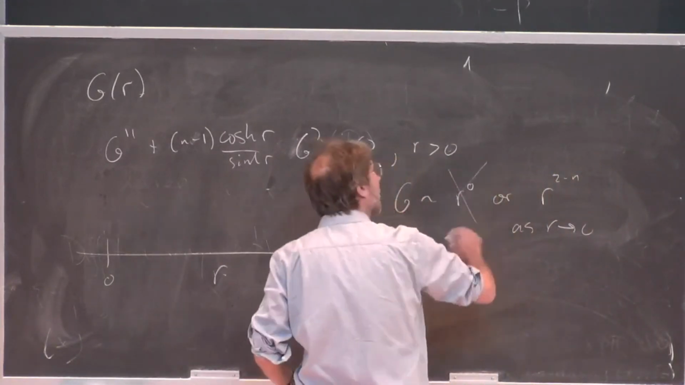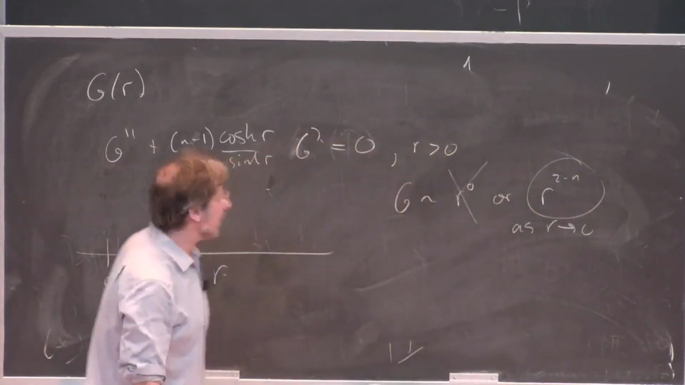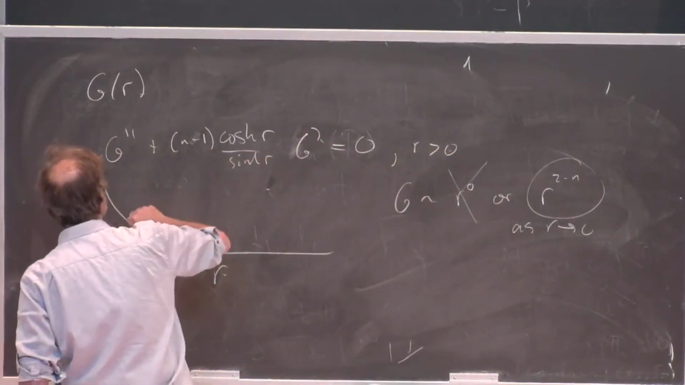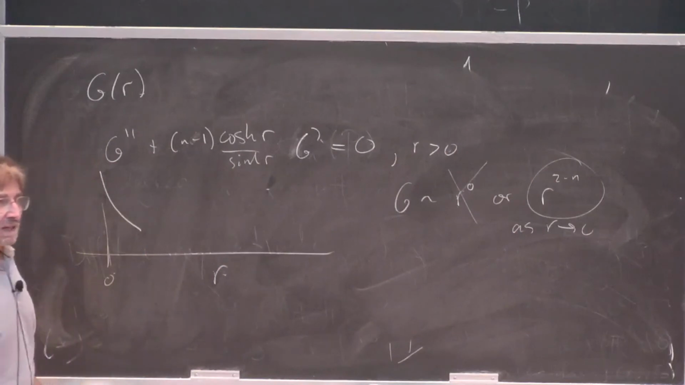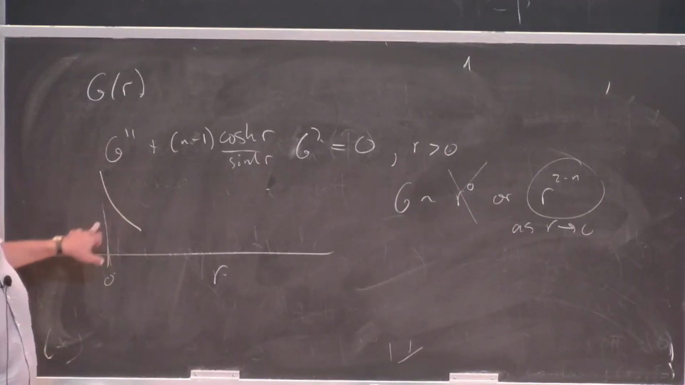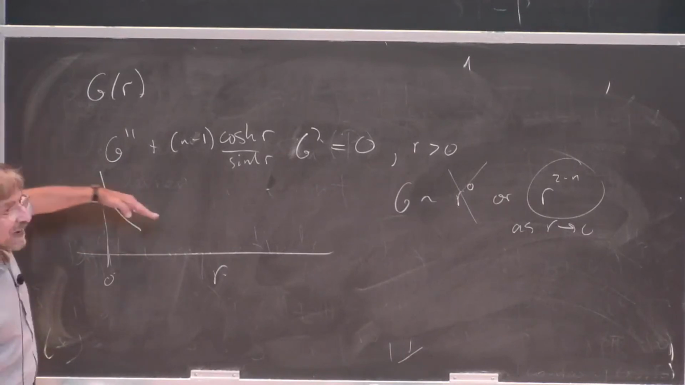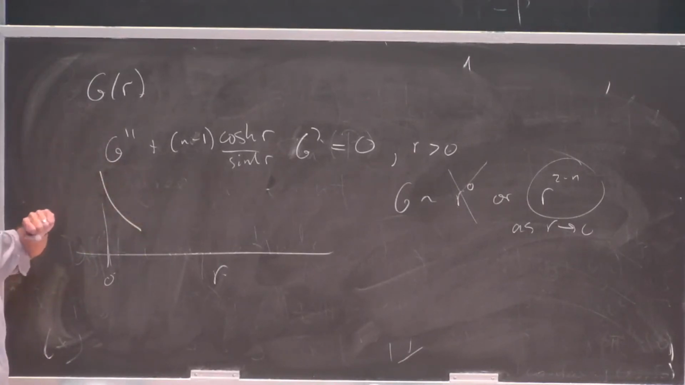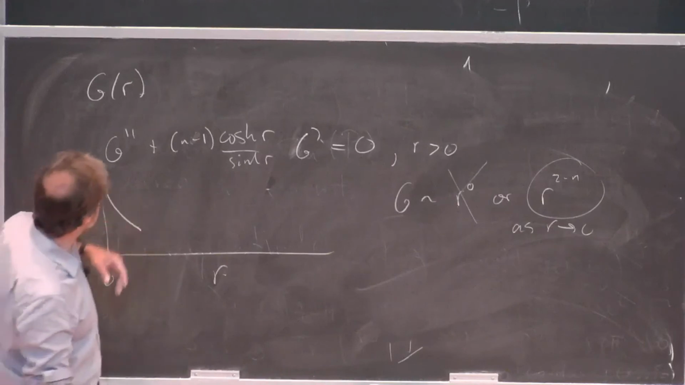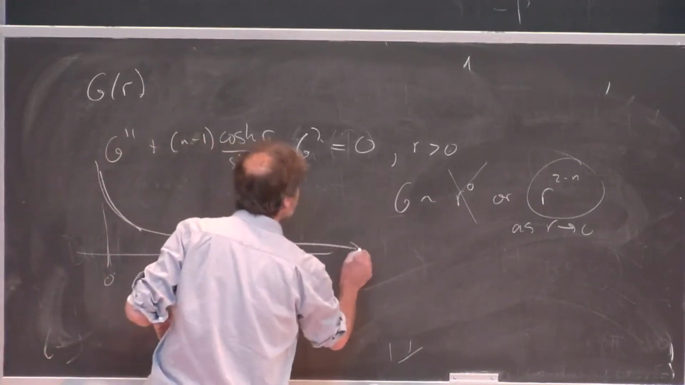Clearly, this is not the one I want. This is the one I want, r to the 2 minus n. So I'm looking for the solution that blows up like r to the 2 minus n. Remember, r equals 0 corresponds to the diagonal. So near the diagonal, it's looking just like the Newtonian potential. But what happens as I go to infinity to that solution?